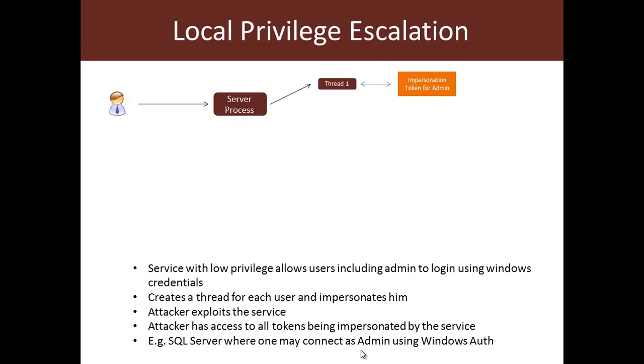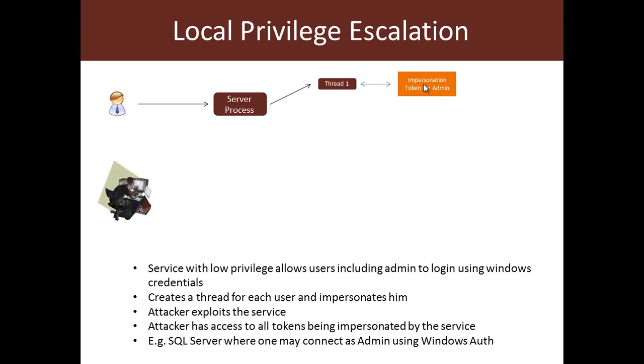Well, here is the issue. The first attack is called local privilege escalation. Let's quickly look at how this works. Now, let's say there is a server process running with very low privilege, but this server process is servicing different users on the system. Now, let's say the admin logs on using his credentials to the server process, and one of the threads of the server process gets the impersonation token for the admin and is running on his behalf and doing various tasks. Now here is the problem.